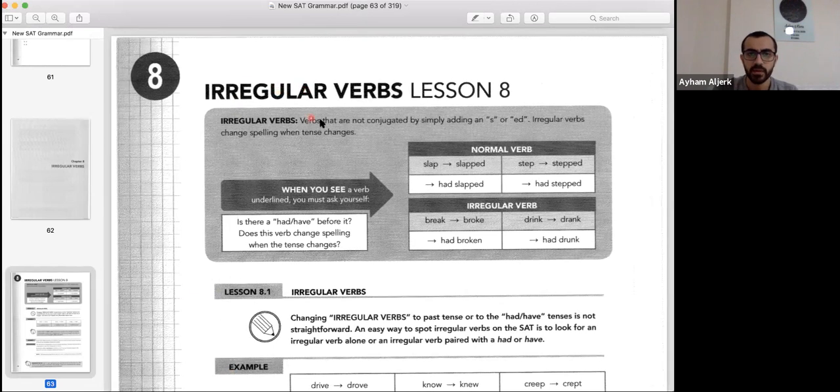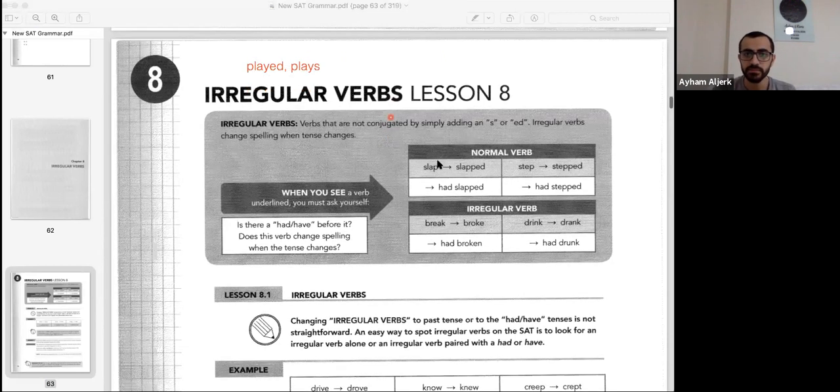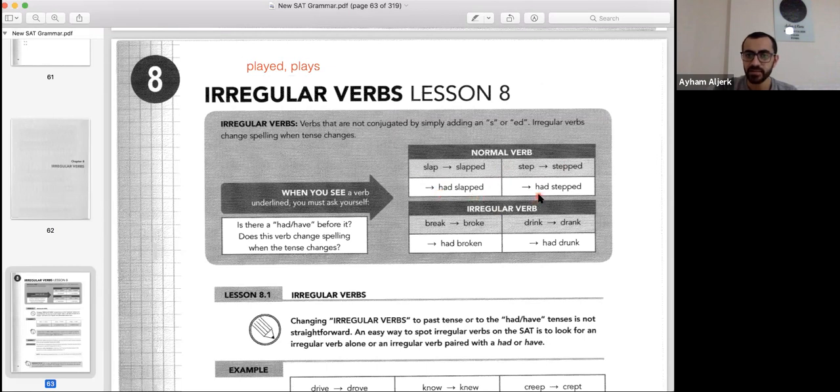So irregular verbs are verbs that are not conjugated by simply adding an S or ED. Irregular verbs change spelling when the tense changes. So usually we have verbs like, let's say, play, and then past simple would be played. And if we add an S to the verb, we just have an S like this. Some other verbs are different. They are called irregular. For example, here we have normal verbs: slap, slapped, step, stepped, had slapped, and had stepped.